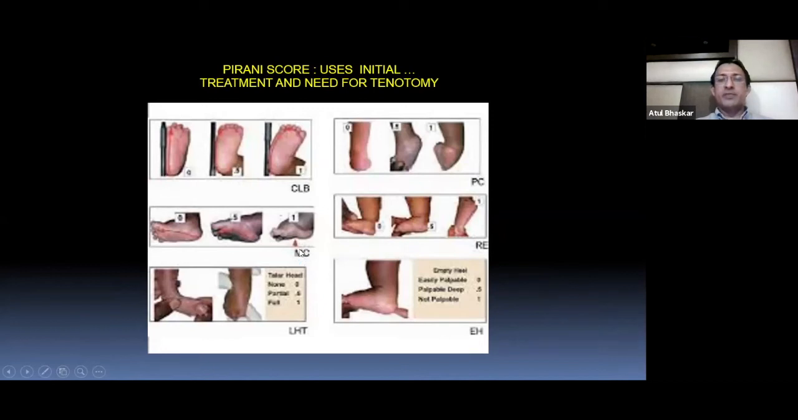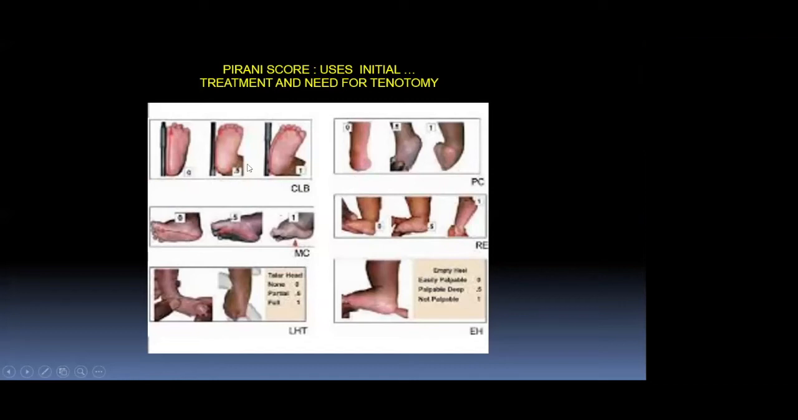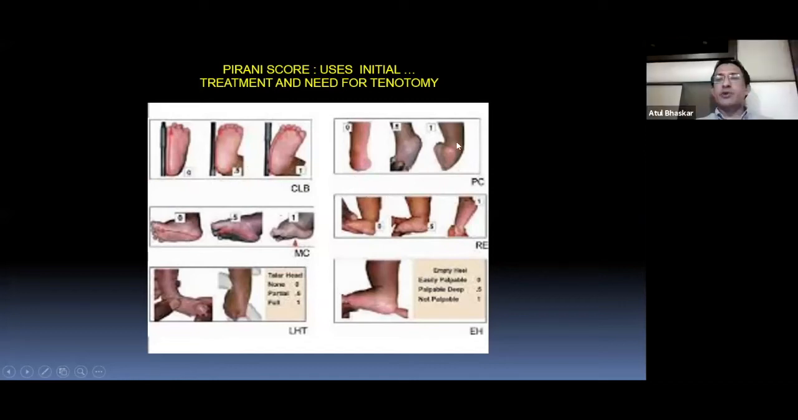Similarly for the medial crease, if the crease is very, very deep, it is 1. If there are few creases seen, then it is 0.5, and if there's no crease, it is 0. So one must have a mental picture when you grade an idiopathic clubfoot. Similarly for the equinus, you can look at the deep posterior crease. If there will be a single crease, it is 1. You can see the equinus, whether the foot can be corrected to dorsiflexion, neutral or equinus, and the empty heel.